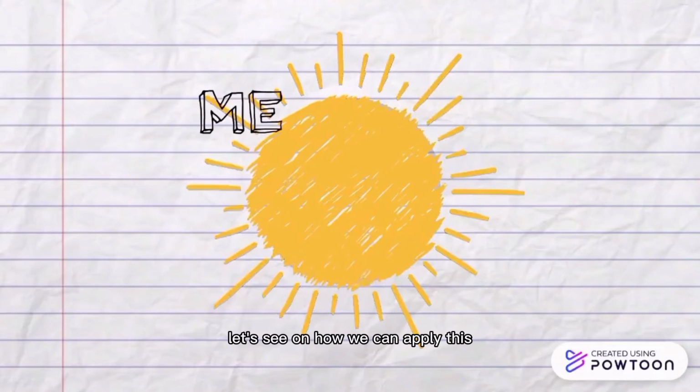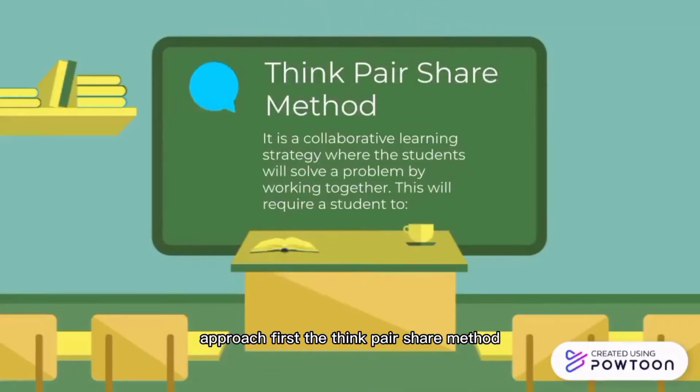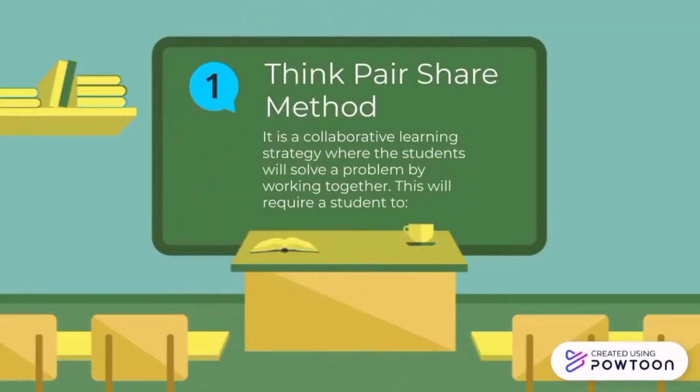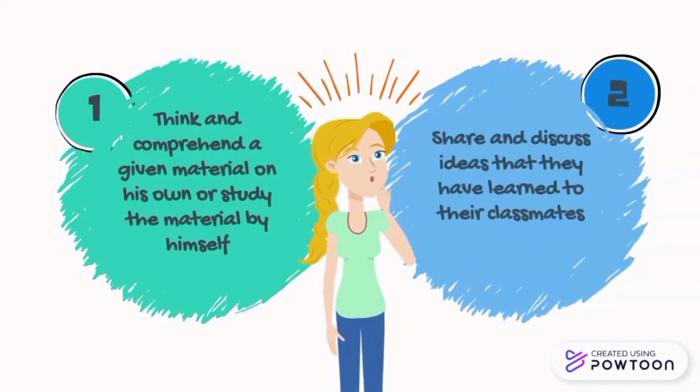Let's see how we can apply this approach in a classroom through these different methods of cooperative learning approach. First, the think, pair, share method. It is a collaborative learning strategy where the students will solve a problem by working together. This will require them to think and comprehend a given material on their own or study the material by themselves. Then they share and discuss ideas that they have learned with their classmates or groupmates.